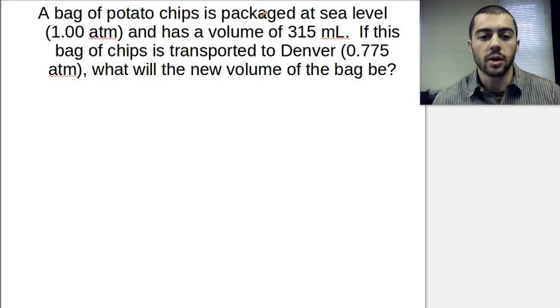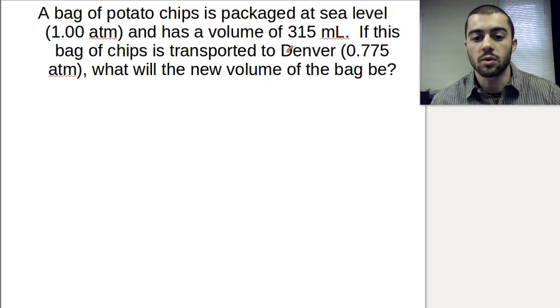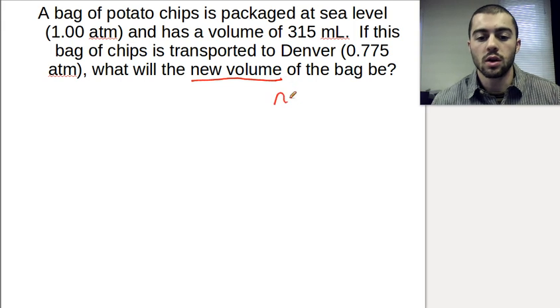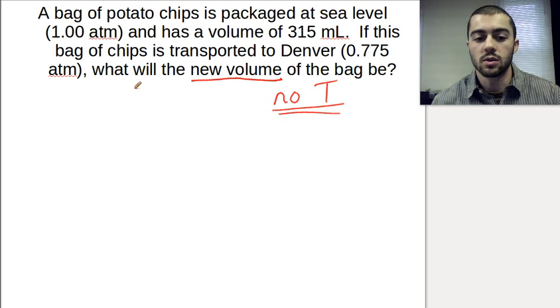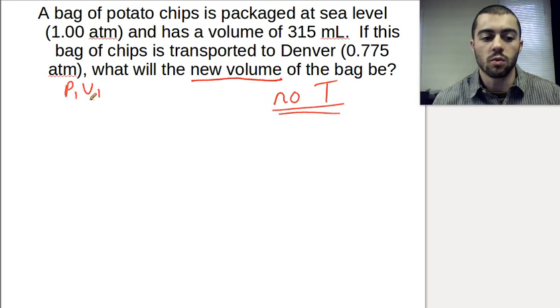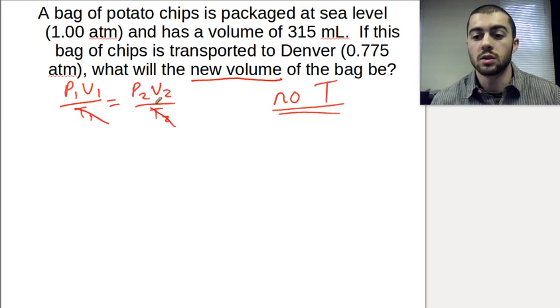So if we have a bag of potato chips packaged at sea level at 1 atmosphere and a volume of 315 milliliters, the bag is then transported to Denver where there's a new pressure. What's the new volume going to be? Right off the bat, we should see there's no temperature involved here, so we're going to leave temperature out of the equation. Instead of being P1 V1 over T1 equals P2 V2 over T2, it is now just going to be P1 V1 equals P2 V2 after we drop the temperature out.